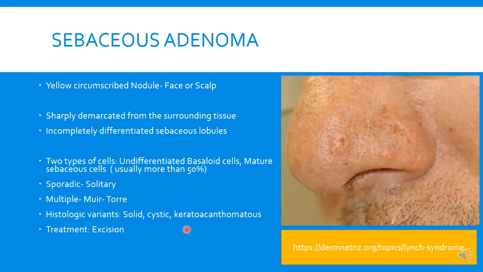Sporadic lesions are usually solitary, and multiple lesions are associated with Muir-Torre syndrome. Histologic variants of sebaceous adenoma are solid, cystic, and keratoacanthomatous. The cystic and keratoacanthomatous types are usually seen in association with Muir-Torre syndrome. So when you look at a cystic pattern of sebaceous adenoma, you have to be careful. And the treatment is excision.